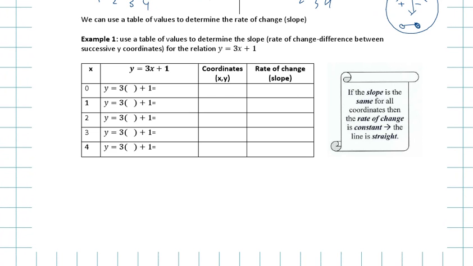Okay? Now, the equation is y equals 3x plus 1. The x values that are given to you are 0, 1, 2, 3, 4. We're going to plug in the 0 for x, and then we're going to solve for y. So y equals 3 times 0, which is 0, plus 1 is what? 1. So my coordinate is (0, 1).